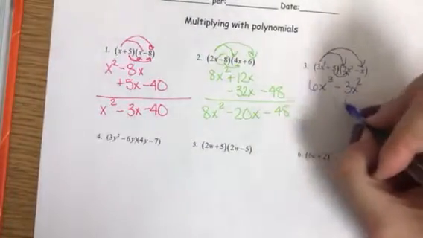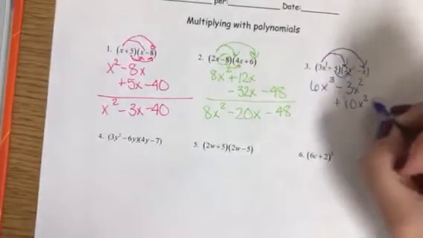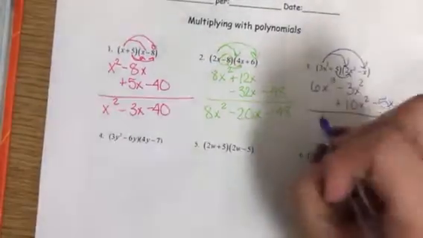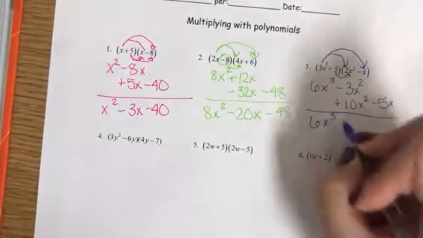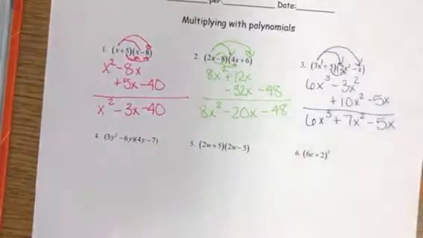So here's our positive 10x squared minus 5x. So this will give us 6x to the third plus a 7x squared minus 5x.